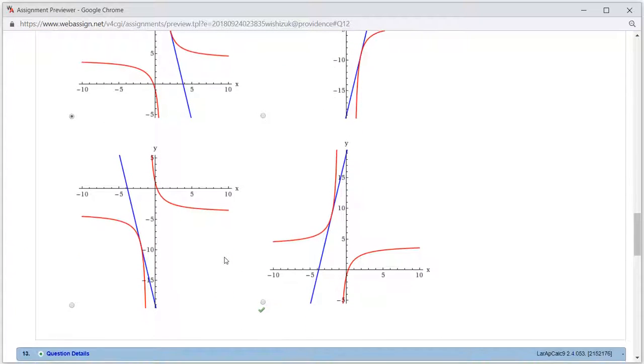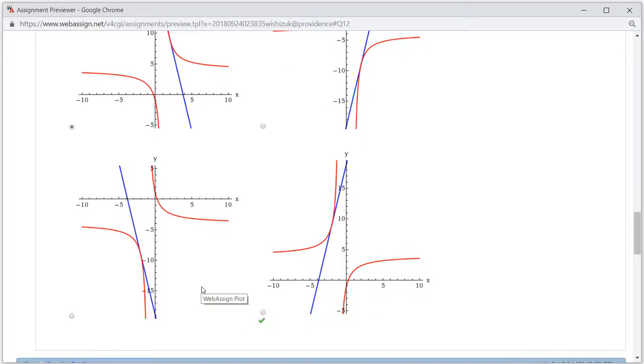It came back, and looks like we got the correct picture. That's it. I hope that this was clear.